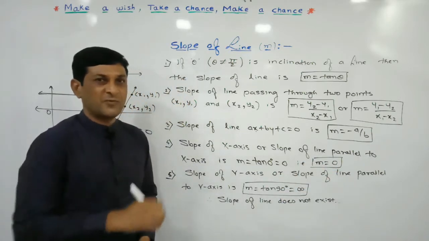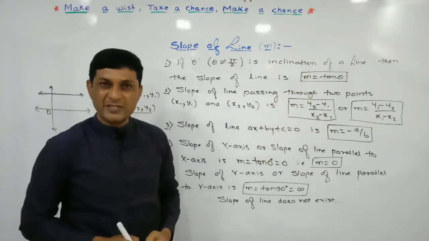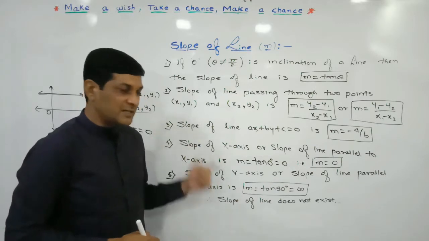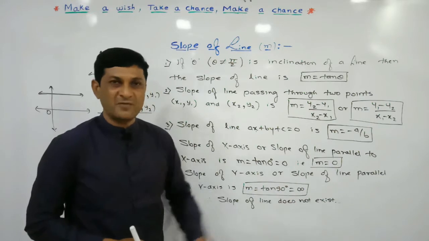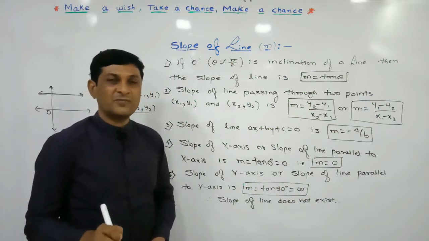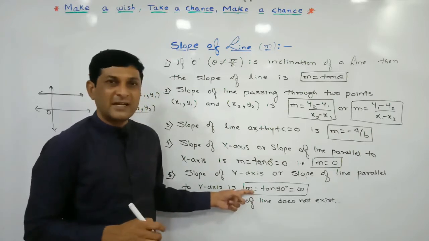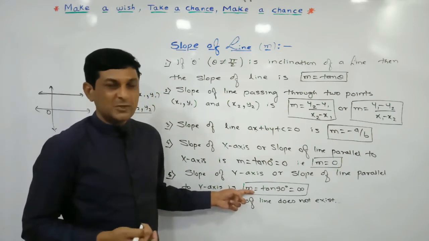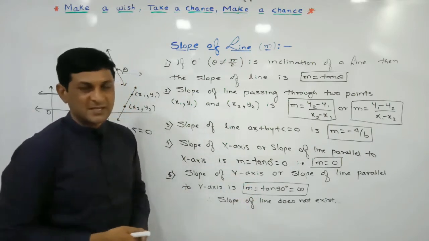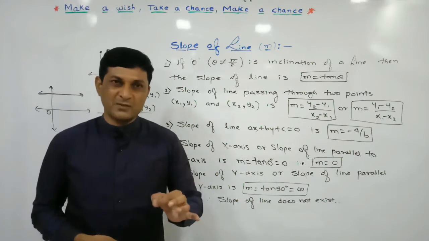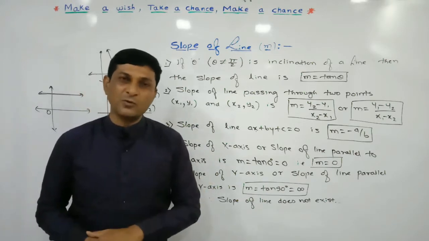Then let us try to find its slope. What is the formula to find the slope? If the inclination is known to us, m = tan theta. What is theta here? 90 degrees. And what is the value of tan 90? It is infinity, an undefined value. And since the value of tan 90 is undefined, we are not getting the value of m here, because the value of m is undefined. That is why we can say that in such cases the slope does not exist. It means the slope does not exist in the case of the y-axis or a line parallel to the y-axis.